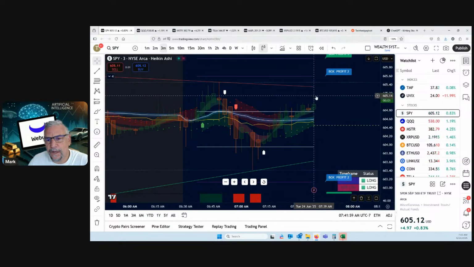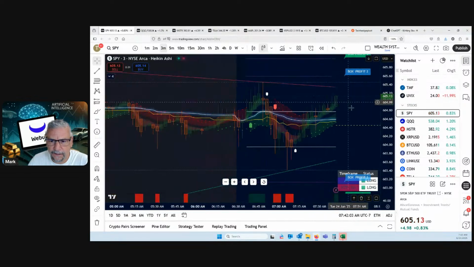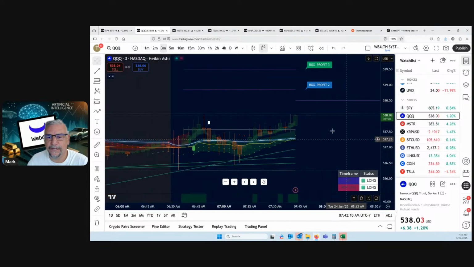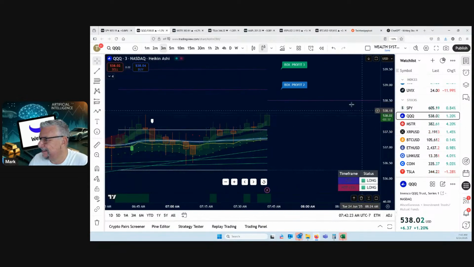There goes the SPY. Like I said, probably going to test the 605 resistance. QQQ, looks like you can see that line just broke. So we now have a candle that has not closed above this opening high. So that looks like an opportunity. Danny, if you're on there still, potentially could be an entry here, right?